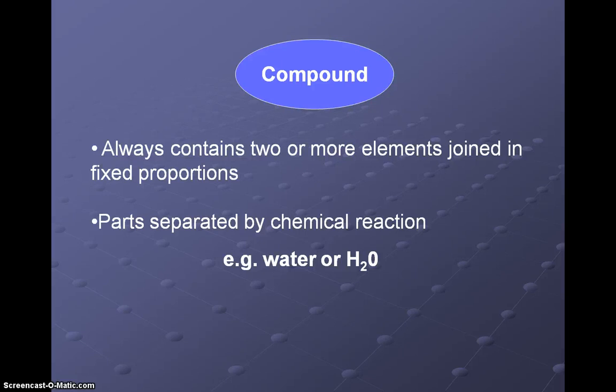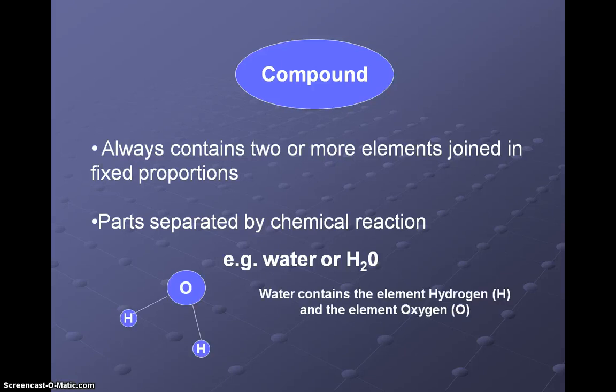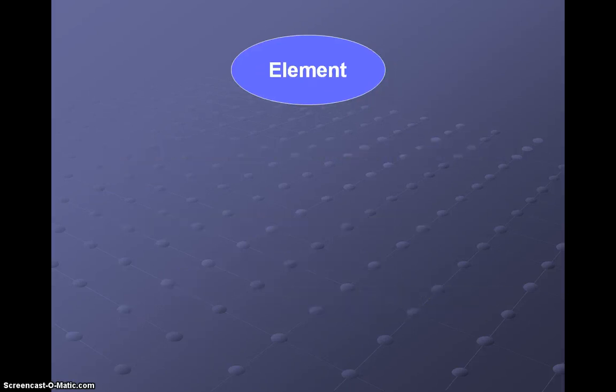A basic example of a compound is water. Everybody knows the chemical formula for water is H2O, and that's because it has 2 hydrogens for every 1 oxygen. So it's in fixed proportions. You can see here the water molecule, you have 2 hydrogens for every 1 oxygen.